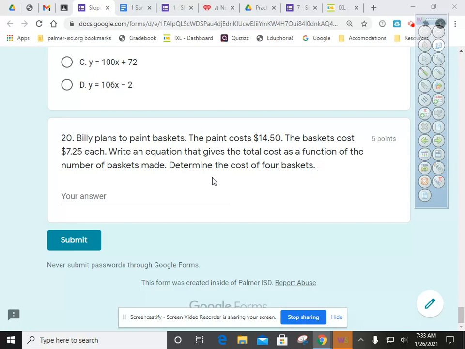Number 20, Billy plans to paint baskets. The paint costs $14.50. The baskets cost $7.25 each. Write an equation that gives the total cost as a function of the number of baskets made. Determine the cost of 4 baskets. So write the equation and determine the cost.